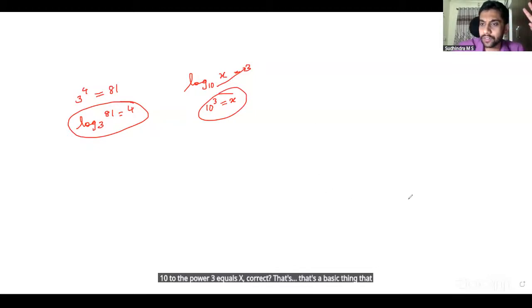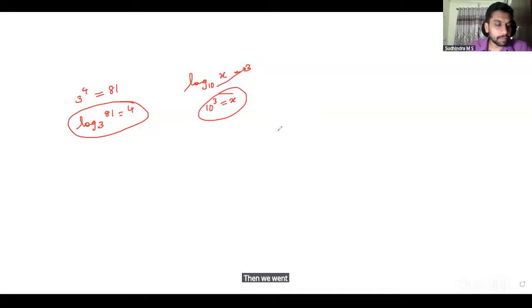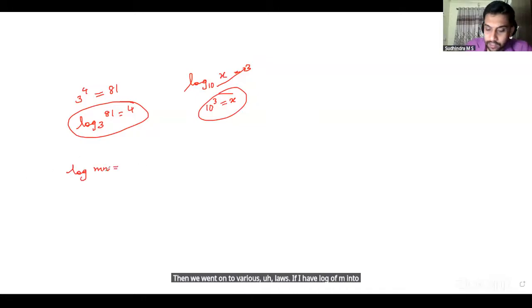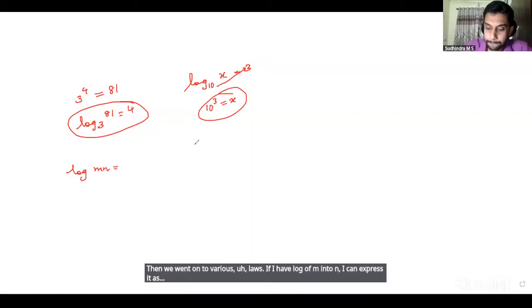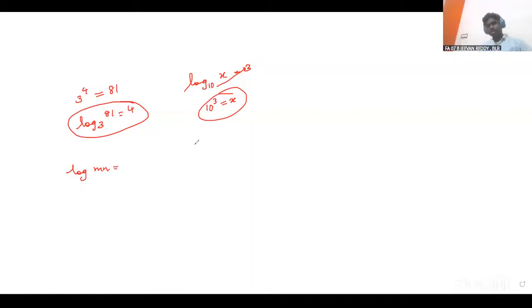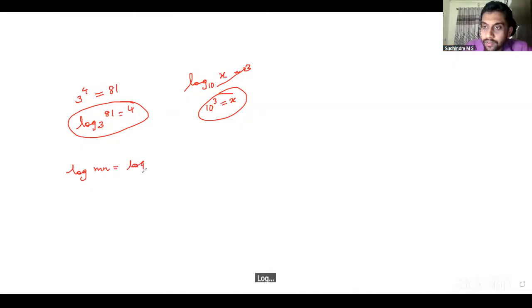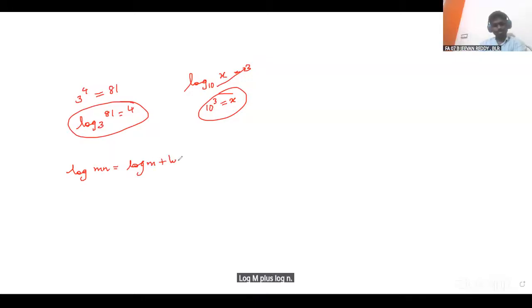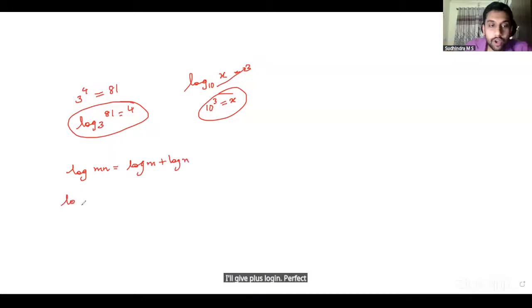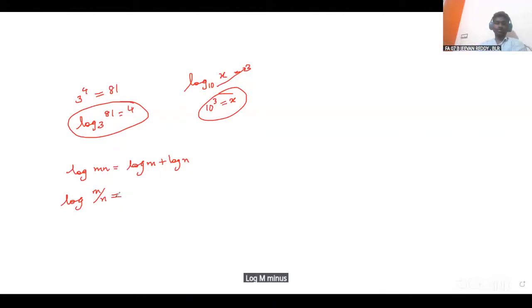That's very, very important for us. Then we went on to various laws. If I have log of m into n, I can express it as log m plus log n. Perfect. Likewise, if I have log of m divided by n, it is log m minus log n.